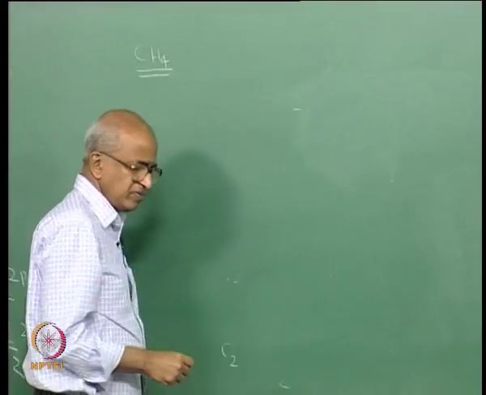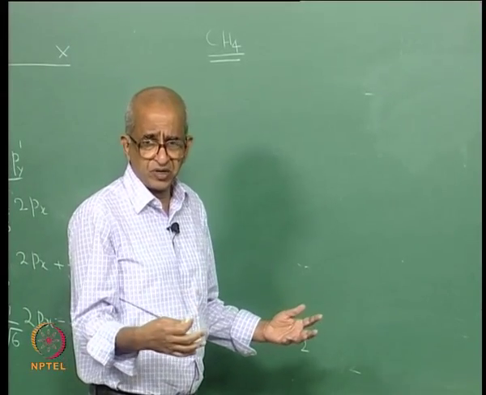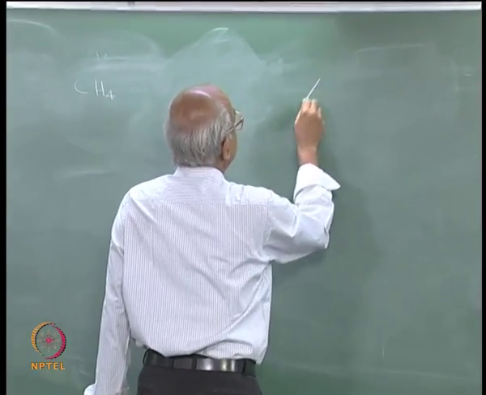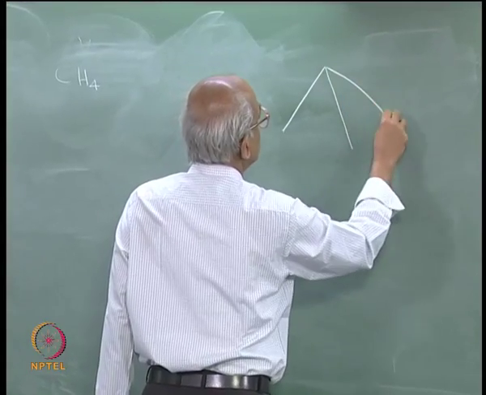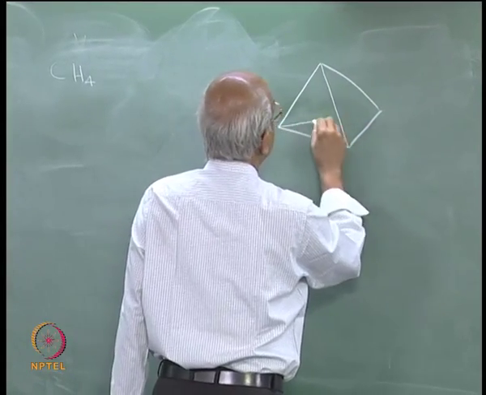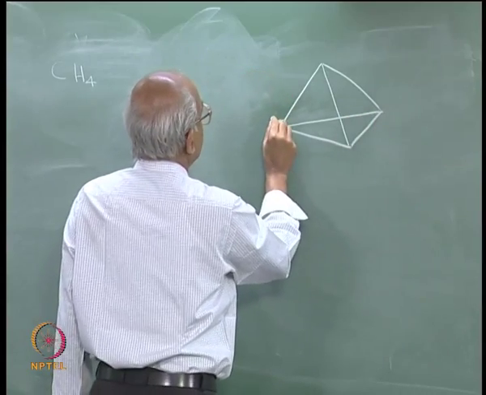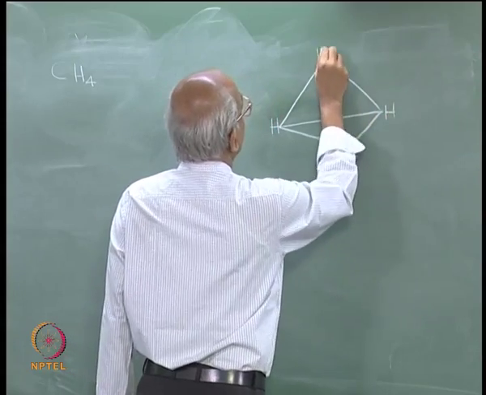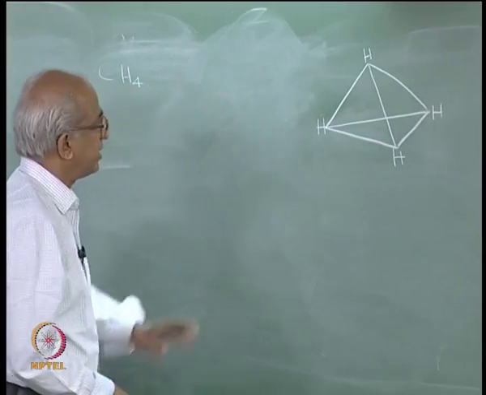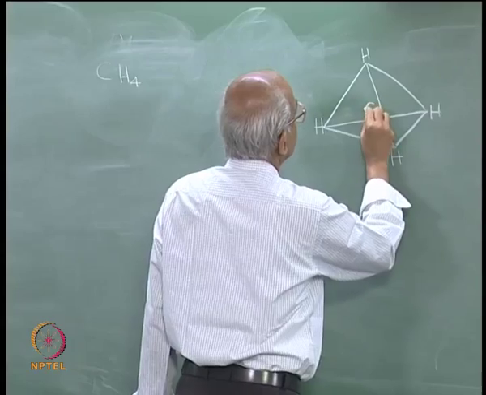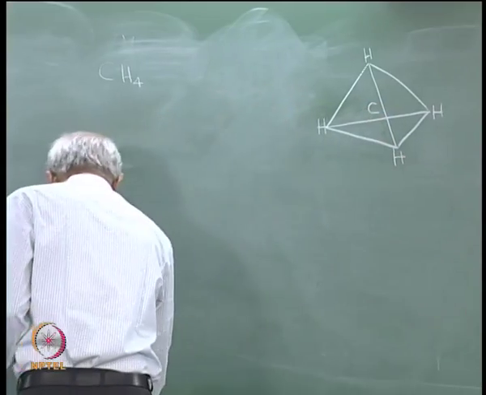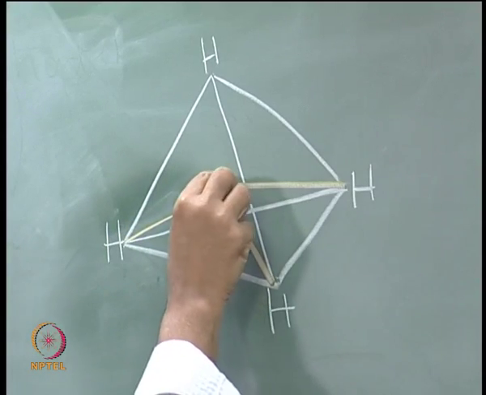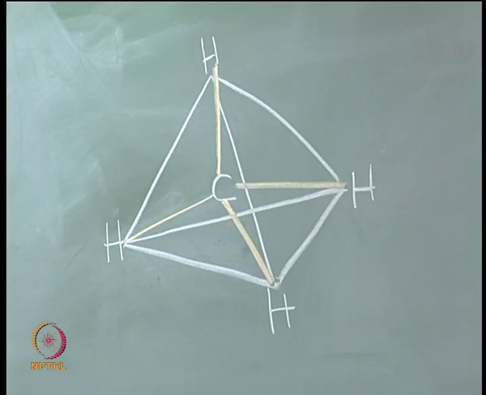CH4 is experimentally found to be a tetrahedral molecule. So let me draw a tetrahedron. And what the molecule has is hydrogen atoms, four of them sitting at the corners of a regular tetrahedron, with the carbon atom occupying the center of the tetrahedron. So the carbon hydrogen bonds are represented by these lines, and all the bonds are equivalent, they have the same bond length.